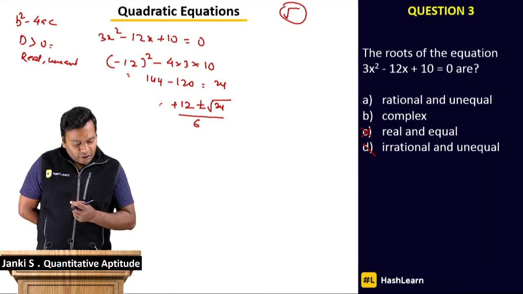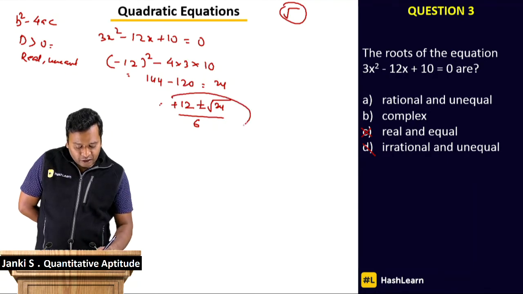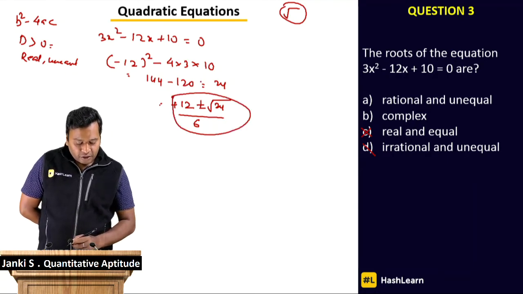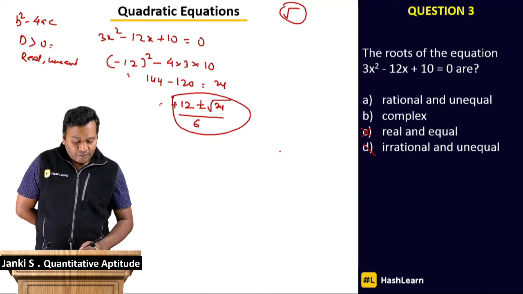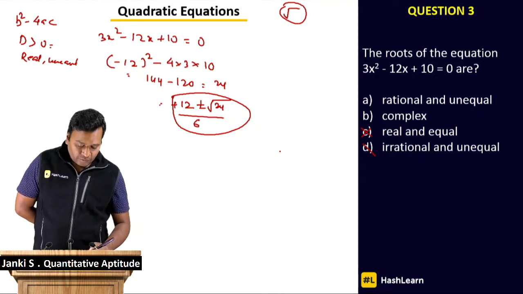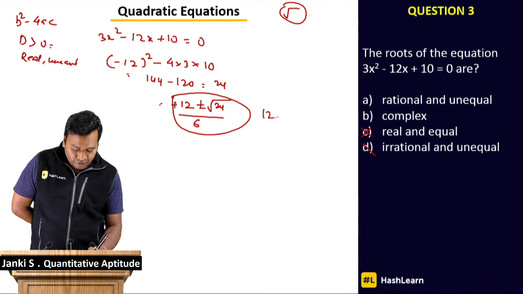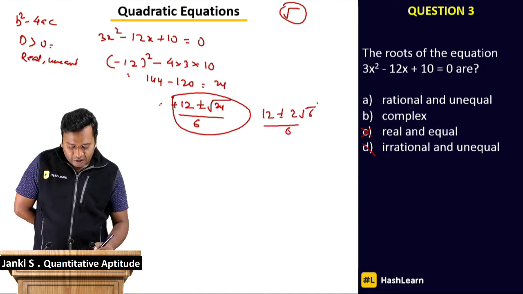12 square is 144. 4 times of 3 into 10 is my format given, right? So that means my roots are in this format, right? My roots are in this format. So if we further solve this part, 24 can be written as 4 into 6, right? So that's nothing but 12 plus minus 2 root 6 by 6 is the format, right?